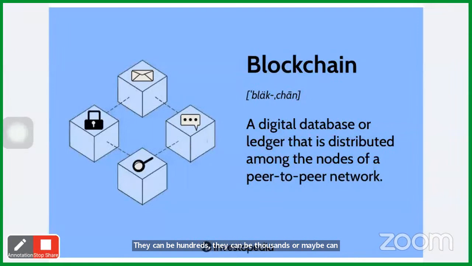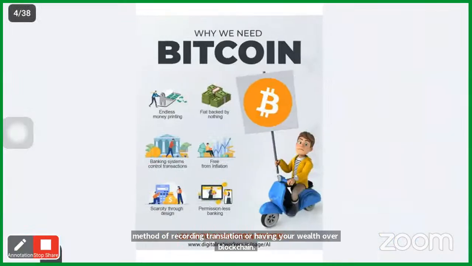Together, all the people who come into this blockchain network form nodes, and these nodes validate that your transaction has occurred, and then they form a new block, and that block is connected to the old block, and that continues, and that is how a blockchain is formed. So this is a peer-to-peer and decentralized network, without any third party involved. This is considered to be the most secure and hack-proof method of recording transactions or holding your wealth over blockchain.